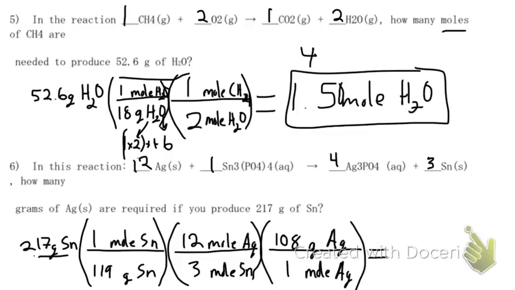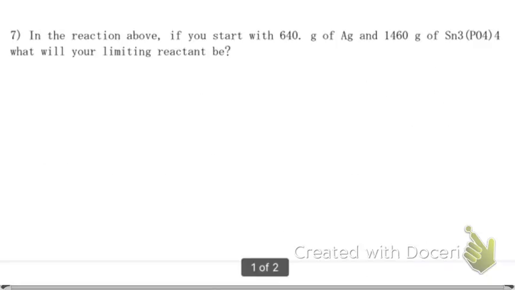And then what you'll do is you'll take 217 times 12 times 108 divided by 119 divided by 3 divided by 1, and you'll get an answer. That answer will be in grams of silver. Alright, I'm not going to solve... I am. Never mind. I lied to you again.